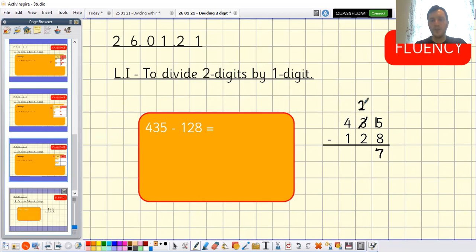I now have 2 10s, and I'm taking away 2 10s. I know 2 take away 2 is going to be equal to 0. And finally, my hundreds. I have 4 hundreds. I'm taking away 1. I know that's going to be equal to 3. My answer is 307. Well done if you got that today.